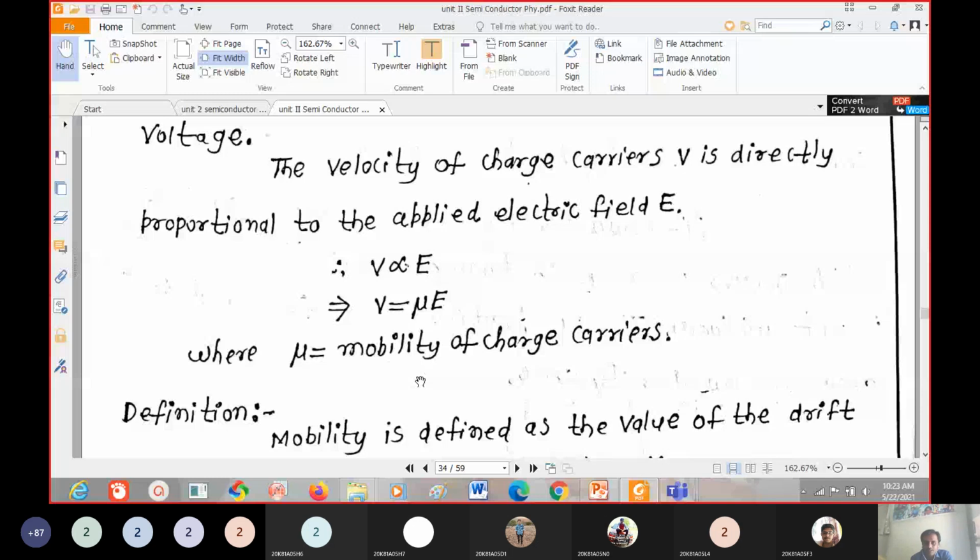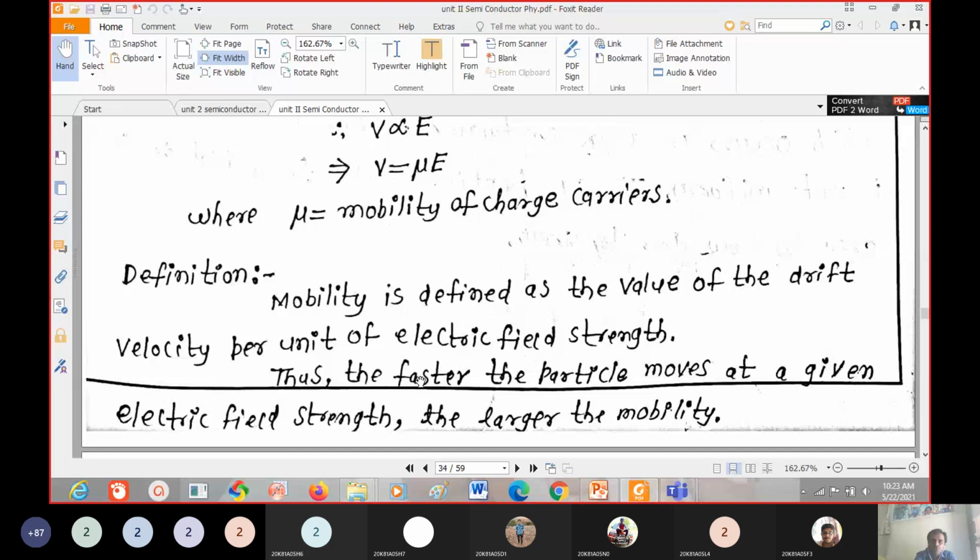The mobility formula is mu equals v by E. From this formula we can give a definition: mobility is defined as the value of the drift velocity per unit electric field strength. Once again, mobility is the drift velocity per unit electric field strength. If E equals 1, then mu equals v. That means if the applied electric field is one unit, then the drift velocity is equal to the mobility.